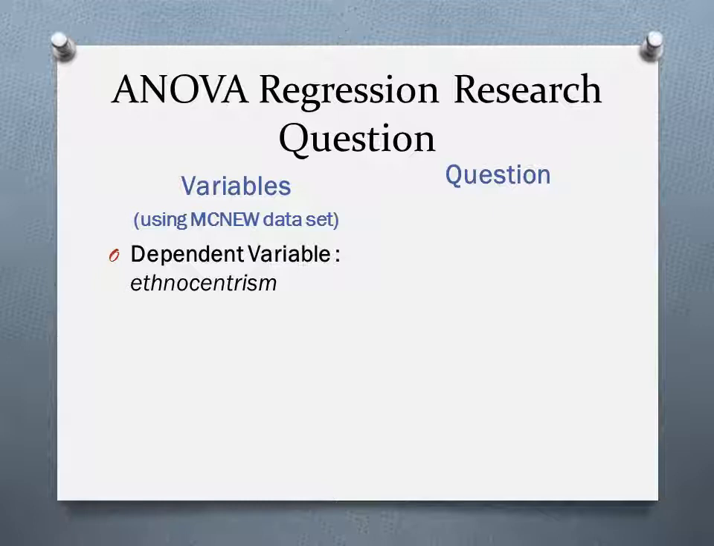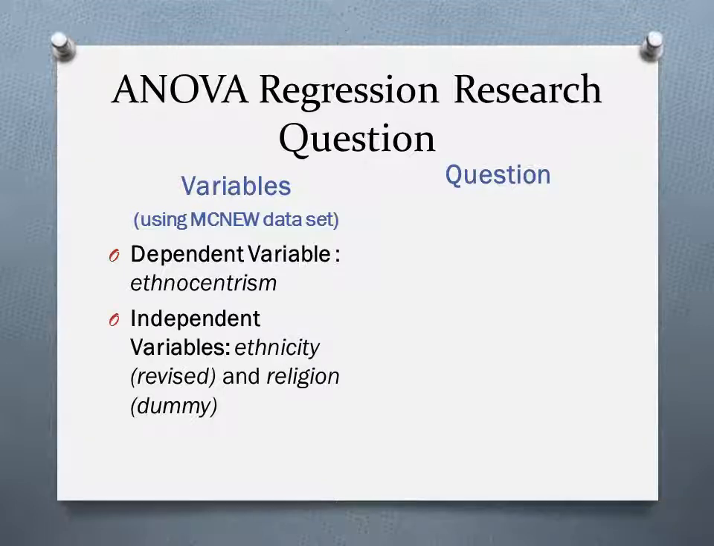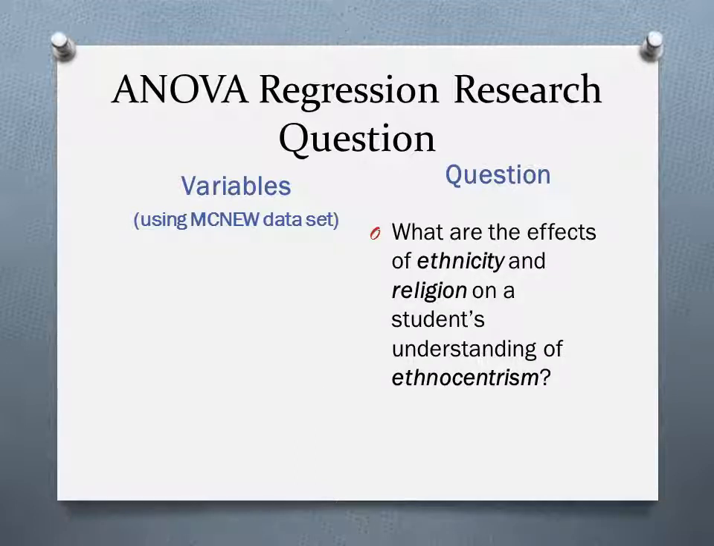Our dependent variable for this type of regression question will be ethnocentrism, and the independent variables will be ethnicity and religion. Our question is, what are the effects of ethnicity and religion on a student's understanding of ethnocentrism?